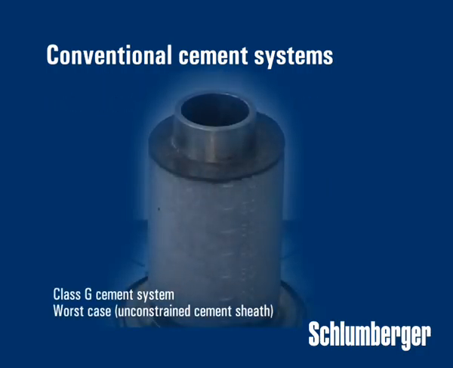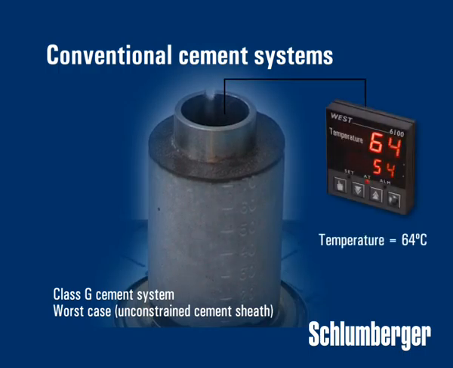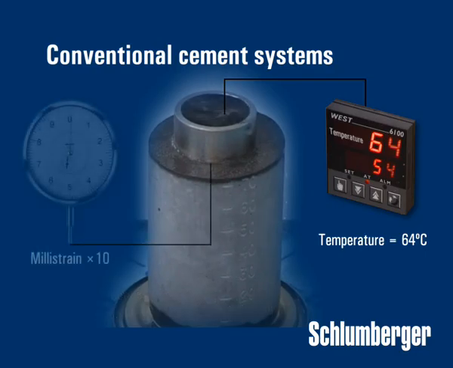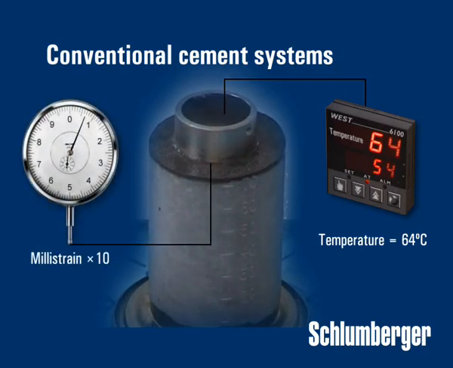In this test, a 1-inch diameter steel pipe is surrounded by a sheath of cement in an unconfined environment. This is the worst-case scenario. On the right, a temperature of 64 degrees Celsius is reached as hot water is poured into the center of the tube. The millistrain gauge appearing on the left indicates the strain generated by the metal pipe, which is expanding because of the hot water inside.